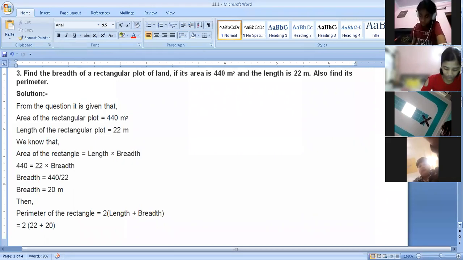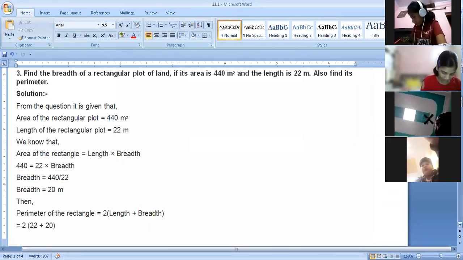That's correct. So first of all, we'll take out the breadth. For that, we have to write down the length is given, area is given. So for that, area is equal to length into breadth. So we have divided 440 by 22 because 22 is in multiplication. So we will be getting 20 meter as breadth.